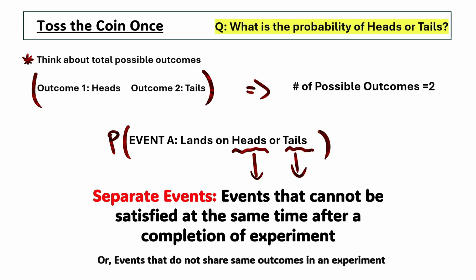So looking at our question as an example, the individual event landing on heads and the other individual event landing on tails, they do not share the same outcomes, obviously because in our case, they happen to be two different outcomes in our experiment. Coin landing on heads is one of the outcomes, and coin landing on tails is a totally different outcome. So all of this means that the two individual events are separate events, which then means that we can simply add the probabilities of the two individual events in order to answer our question.